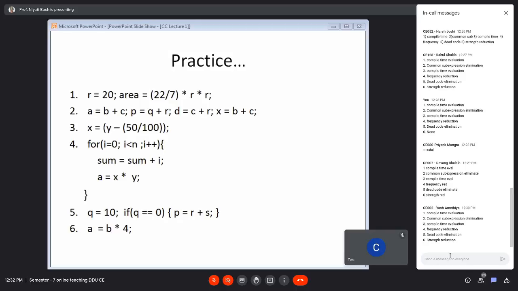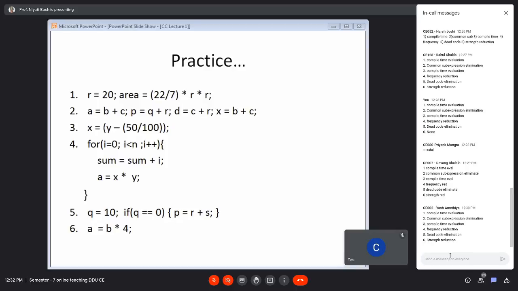So, instead of that, what we do? We eliminate the common sub-expression, evaluating B plus C only once, storing it into a temporary, and then assigning the value of that temporary to A as well as X. So all of you have correctly identified that the common sub-expression gets eliminated in the second code segment.